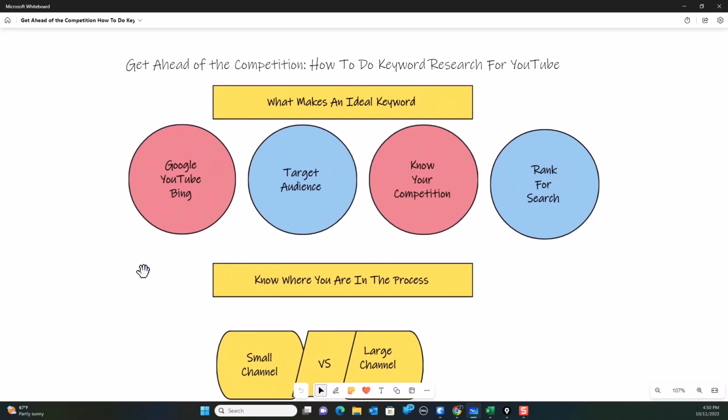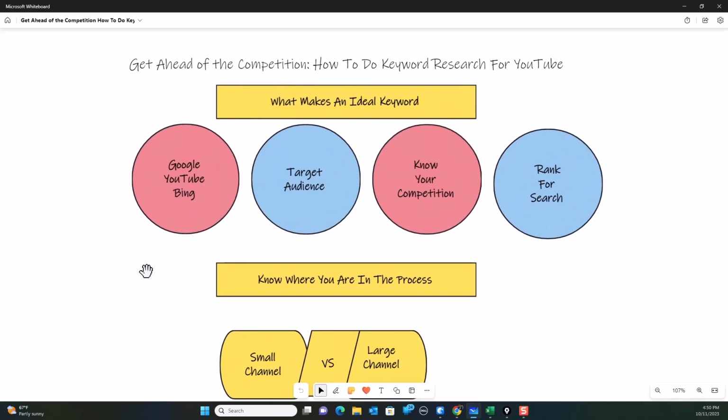Now I'm going to bring this in a little bit more so you can see it a little bit better. But the whole idea of this today is to focus in on the best keyword research tool, as well as focusing primarily on keyword research for 2023.